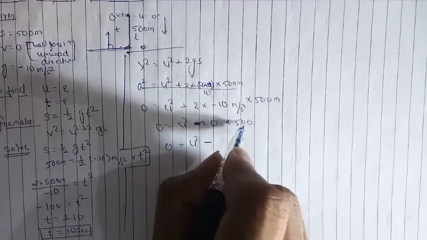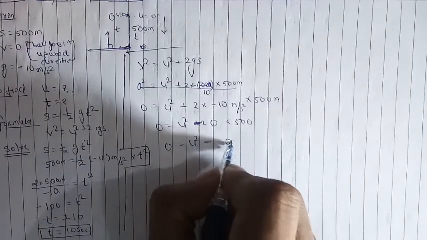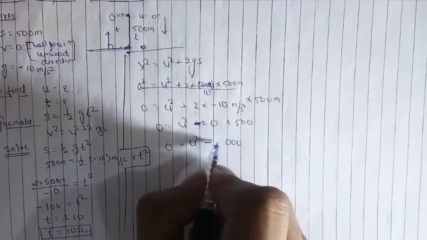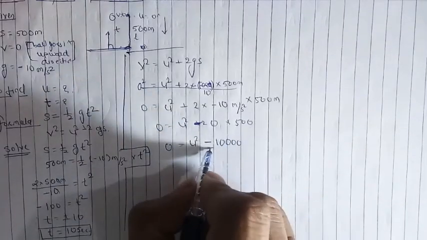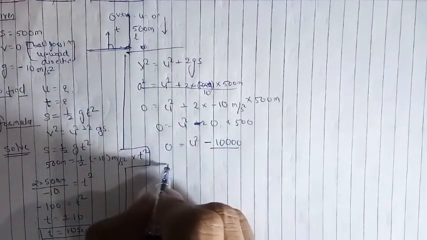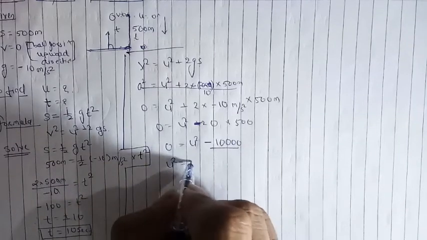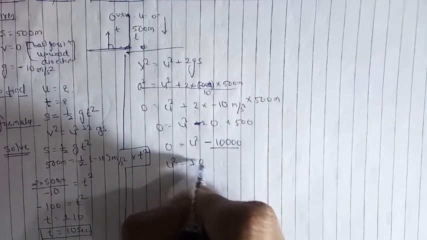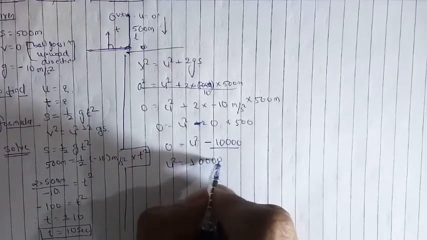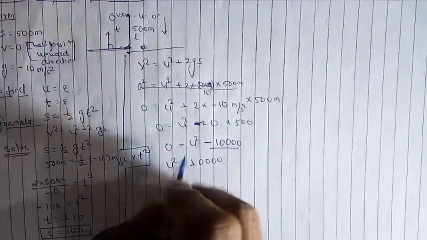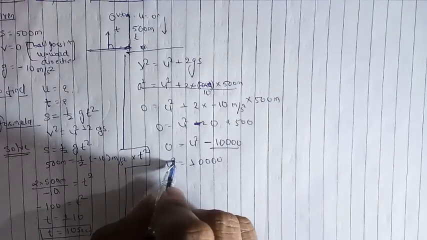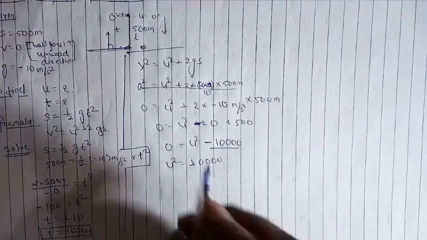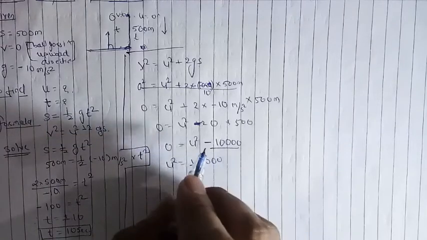So we have to write 1230, 1230 and 5 2's is 10. So we will transfer this to the other side. What we will get? u square equals 10,000. Now we have to calculate the value of u, and it is in square form. So we have to take the square root on both sides.